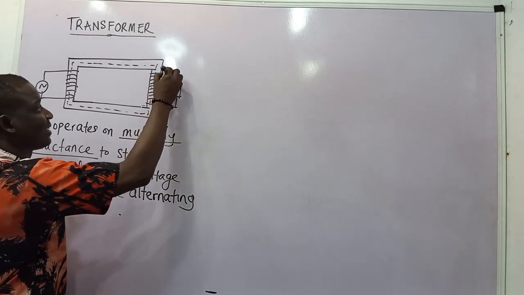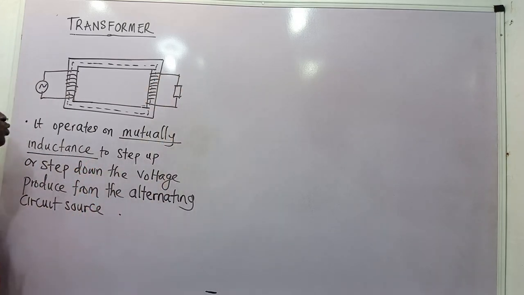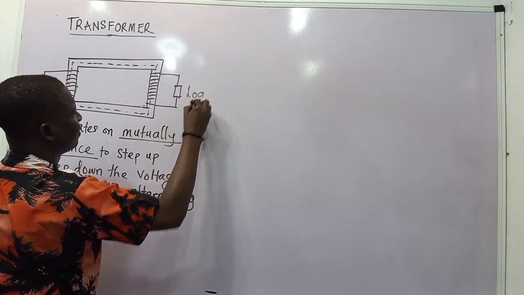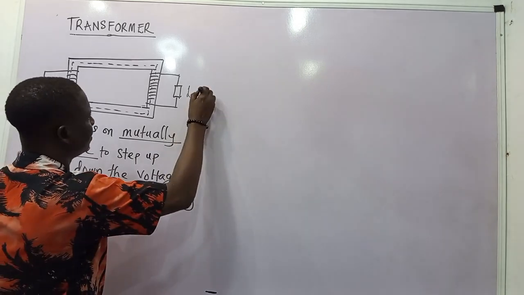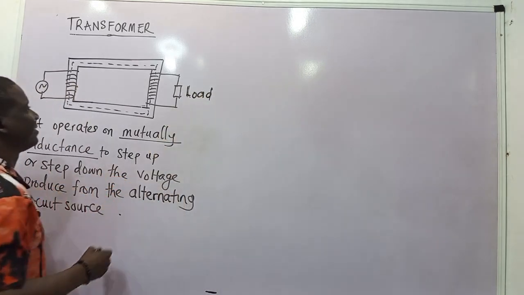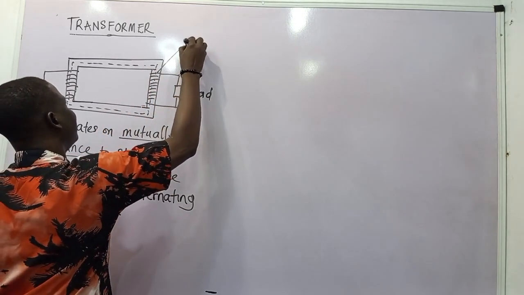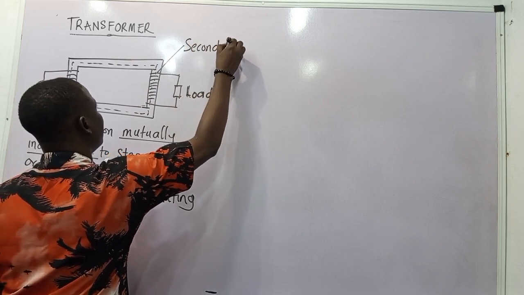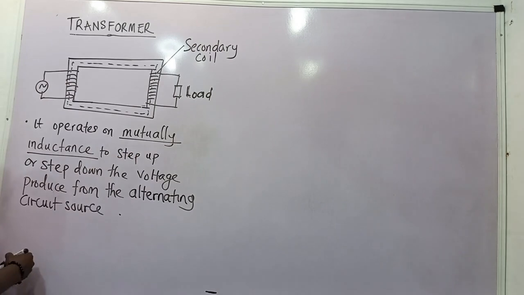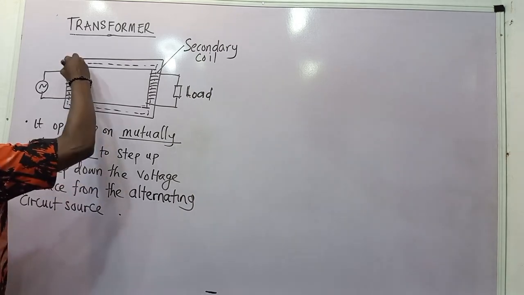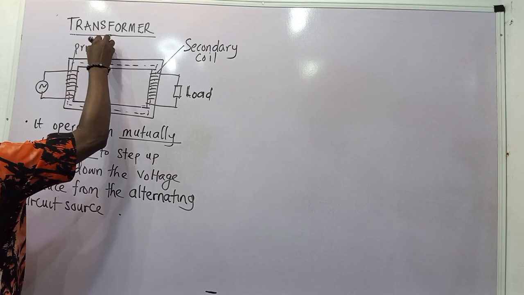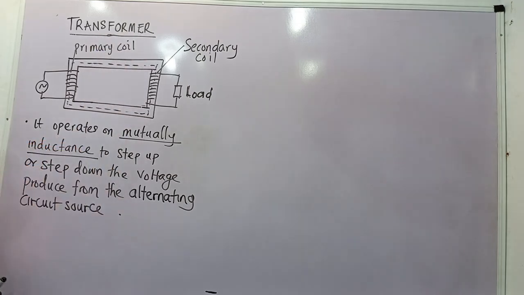Don't forget that in this circuit there are some things I want to show you that you need to understand. Number one is that there is a load here. There's a load in this part that is connected to the secondary coil. This is what we call the secondary coil. Then we have another coil here, which we call the primary coil. So we have two coils here, the primary and the secondary coil.